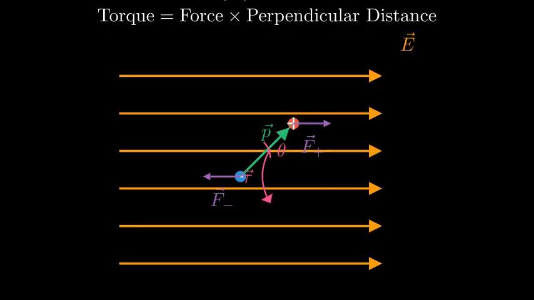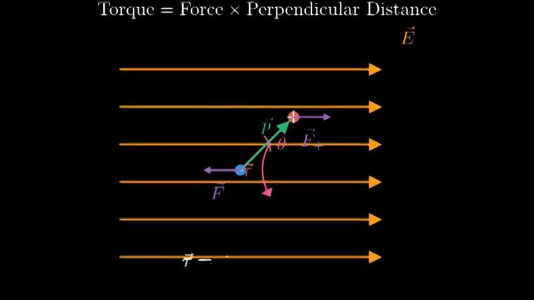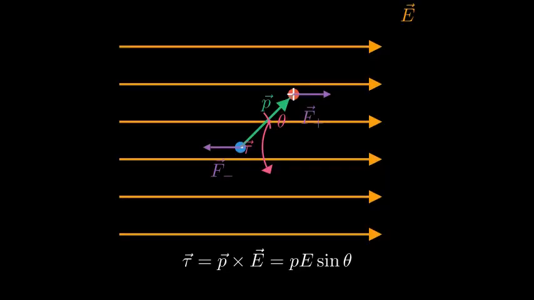After working through the vector calculations, we arrive at the equation for the torque on an electric dipole in a uniform electric field. Tau equals P times E times sine of theta, where theta is the angle between the dipole moment vector P and the electric field E.